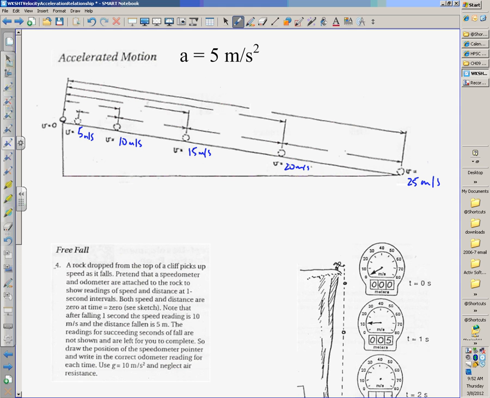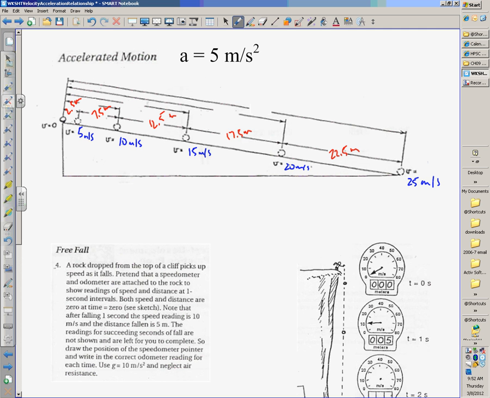Okay. Then, as far as the distances go, how far apart? This first one, 2.5 meters, 7.5 meters, 12.5 meters, 17.5 meters, and then 22.5 meters. Okay. Any problems with those?